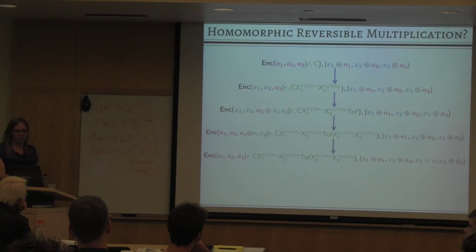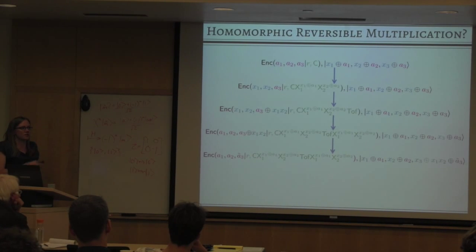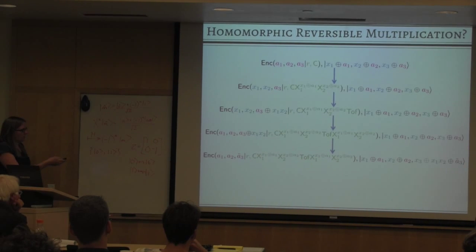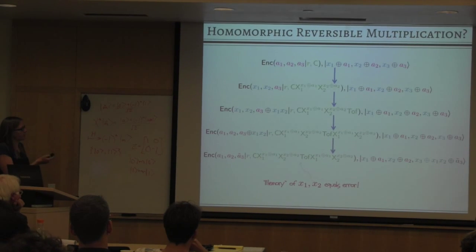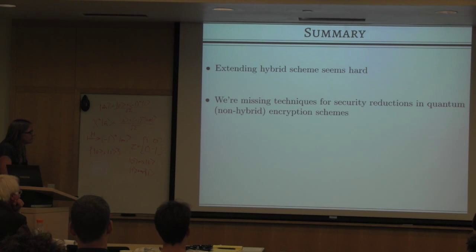So this is the sort of thing that would work classically. This would be no problem classically, but because quantum states are so picky about where the information is stored, we cannot have information about x1 and x2 over here, where it's not meant to be. Okay, so extending the hybrid scheme would be really nice for reasons I mentioned before, but it seems very hard.